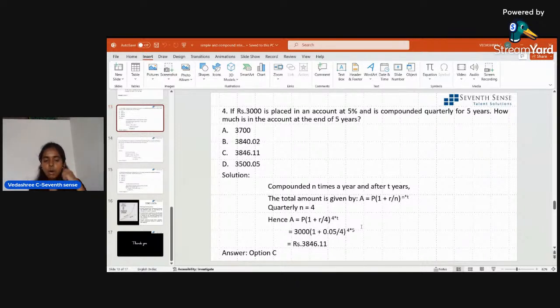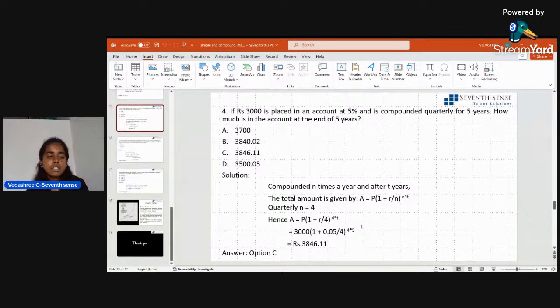So the total amount is given by a formula. For quarterly, we'll consider n as 4. Then A is equal to P into 1 plus R divided by n, where n we already know is 4, raised to 4 into T. Again, the time duration is also given, which is 5 years. So we'll calculate the answer by directly putting it into the formula.